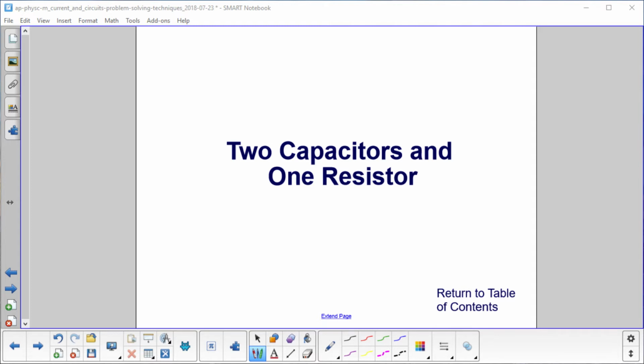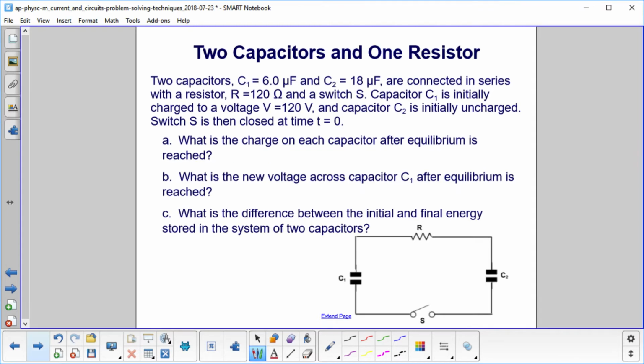Two capacitors and one resistor. Two capacitors, 6 and 18 microfarads, are connected in series with a resistor and a switch. Capacitor C1 is initially charged to a voltage of 120 volts, and capacitor 2 is initially uncharged. Switch S is then closed at time equals 0. What is the charge on each capacitor after equilibrium is reached?